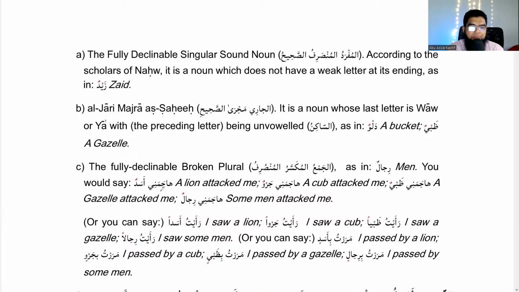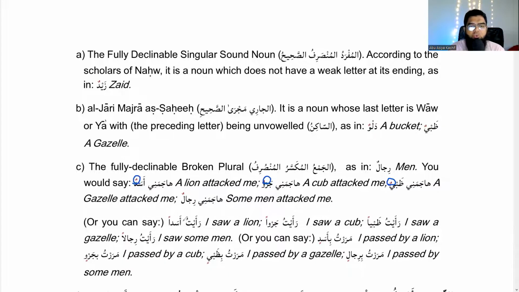So hajama is to attack, right? Form 3, hajama. Asadun is the lion, right? So we see a dhamma, hajamani asadun. Hajamani jarwun, a cub attacked me. Jarwun is a cub. Lions, cub, or whatever. Hajamani rabyun, a gazelle attacked me. Hajamani rijalun. So all of them, you can see dhamma, dhamma, dhamma.